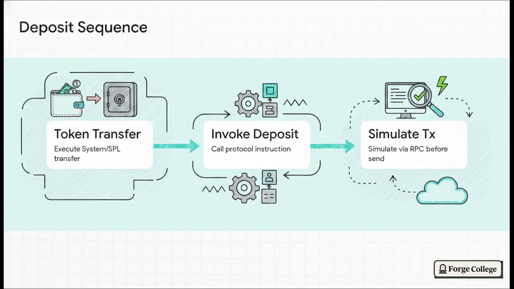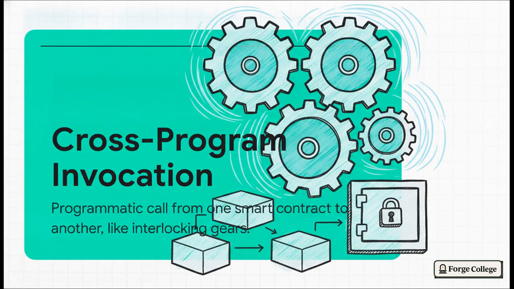Now, we absolutely must include the correct account metas here, explicitly pointing to the payer account, our collateral account, and the protocol's collateral vault. And step 3, we simulate the transaction via RPC to catch any failures before we actually send it. At the very heart of this step is what we call a cross-program invocation, or CPI.